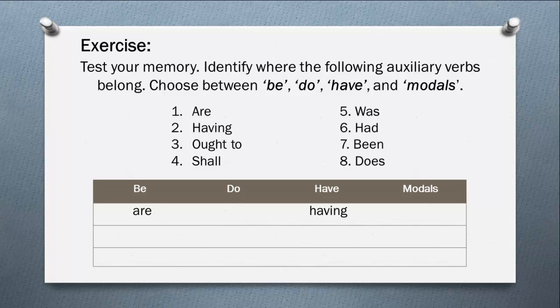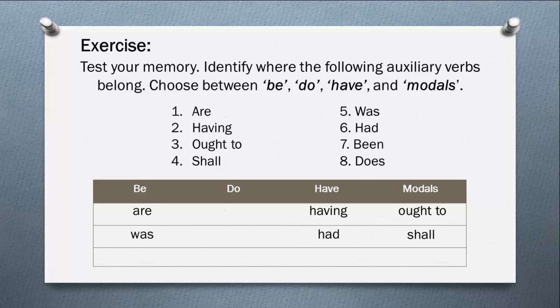Number 3, ought to. Ought to belongs to the modal verbs. Number 4, shall. Shall is still a modal verb. Number 5, was. Was is a be verb. Number 6, had. Had belongs to the have verbs.